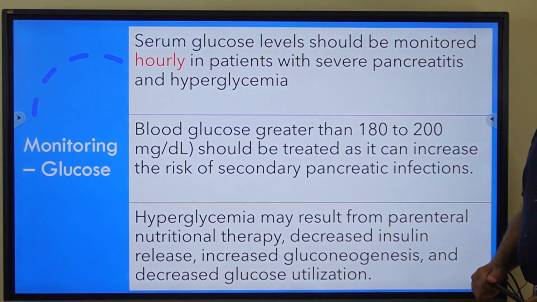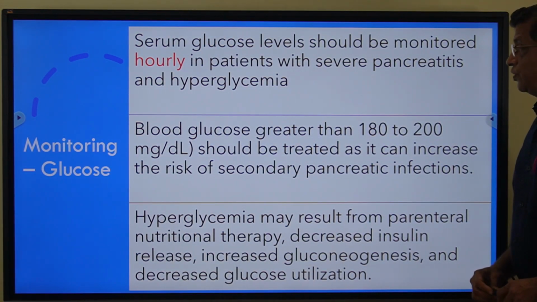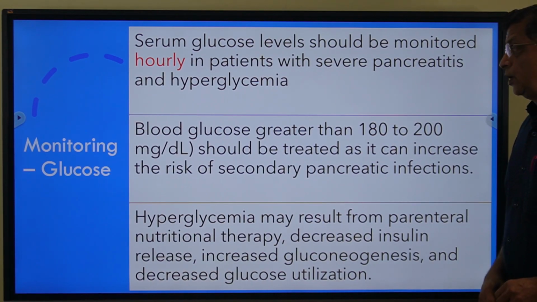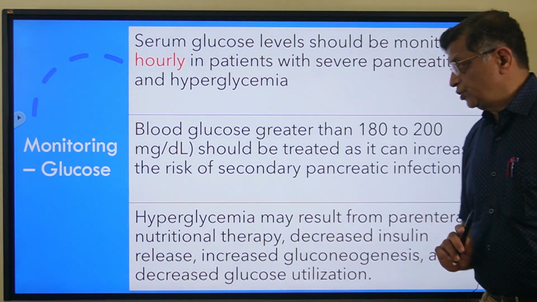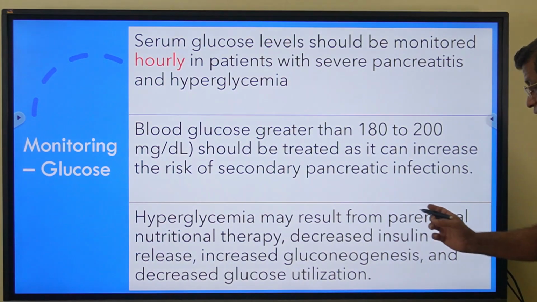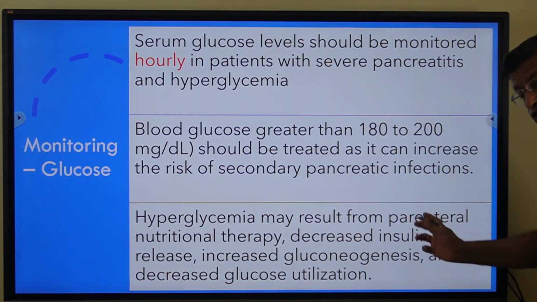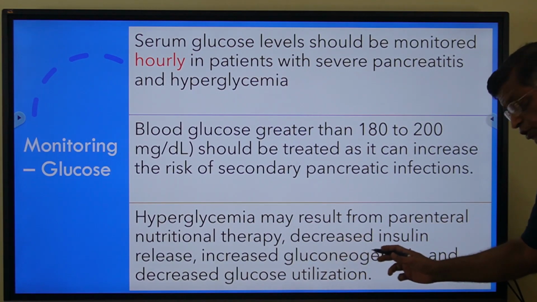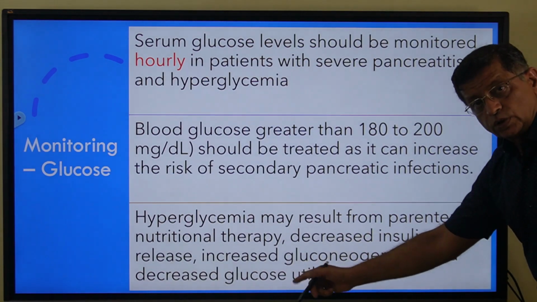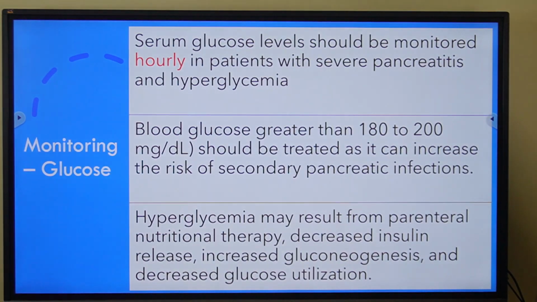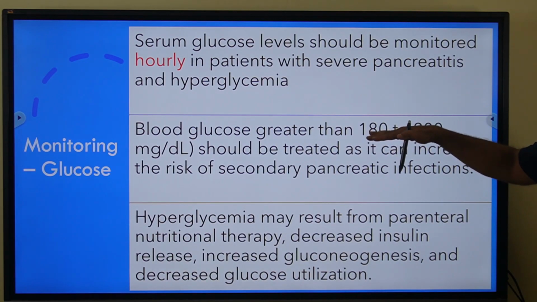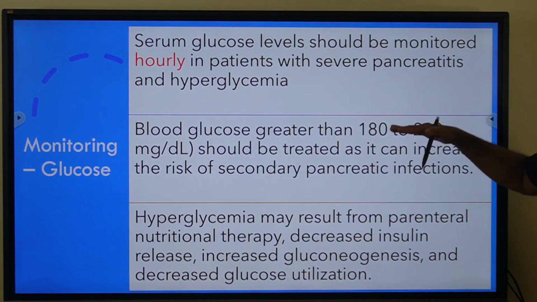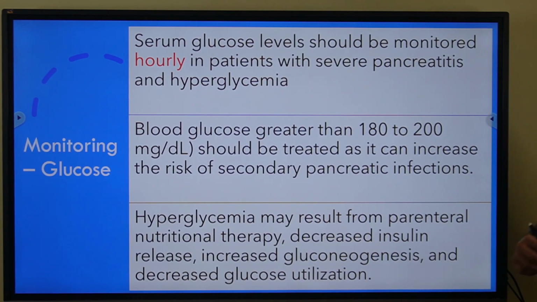Glucose. Serum glucose level should be monitored hourly in patients with severe pancreatitis and hyperglycemia. Blood glucose greater than 180 to 200 should be treated as it can increase the risk of developing secondary infection. Hyperglycemia can result from parenteral nutrition or decreased insulin release or increased gluconeogenesis and decreased glucose utilization. So multiple causative factors for hyperglycemia. Important thing is you have to keep the sugar at 140 to 180. If it goes above 180 to 200, there is a chance that the patient may develop secondary infection.